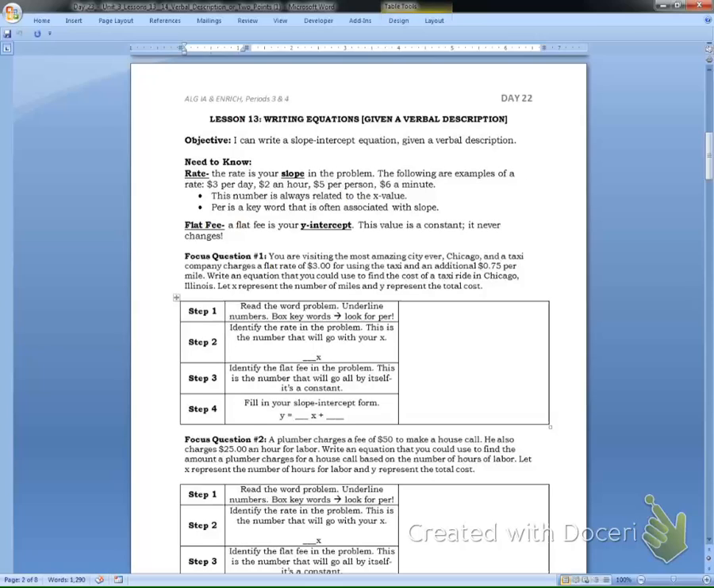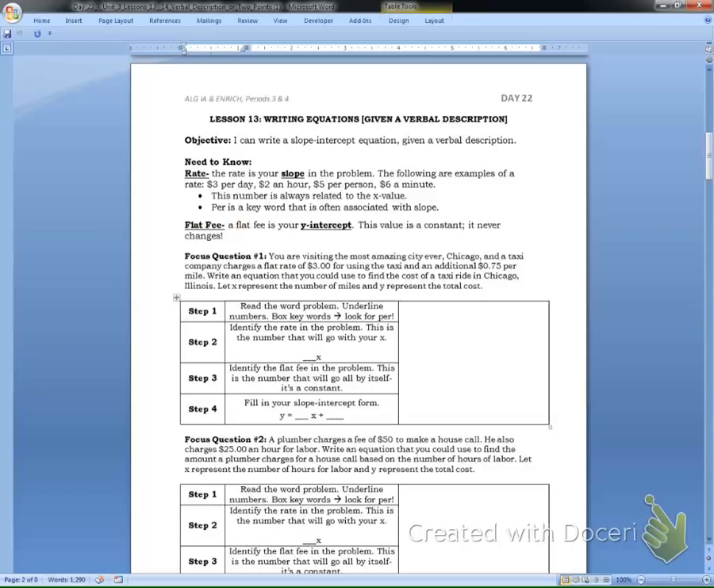This is Algebra 1A, Unit 3, Lesson 13, Writing Equations Given a Verbal Description. So therefore, your objective for this lesson is that you can write an equation in slope-intercept form, this time when you're given a verbal description. So some things you need to know.